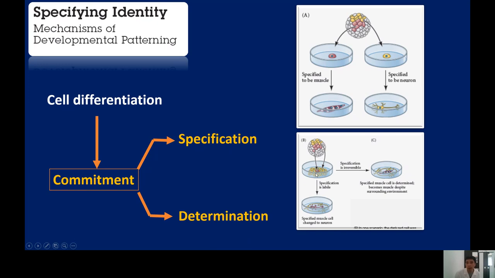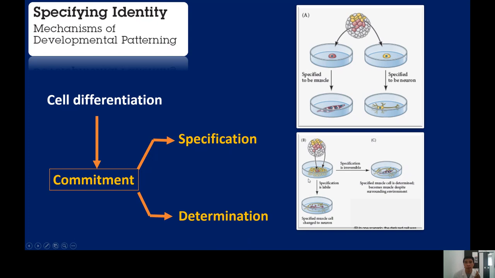But when we make conditions where these muscle cells interact with the neurons, with the stem cells for the neurons, then the fate will be changed. So the specification has a tendency to change depending on the circumstances of the cells. But for the determination, the fate is fixed.